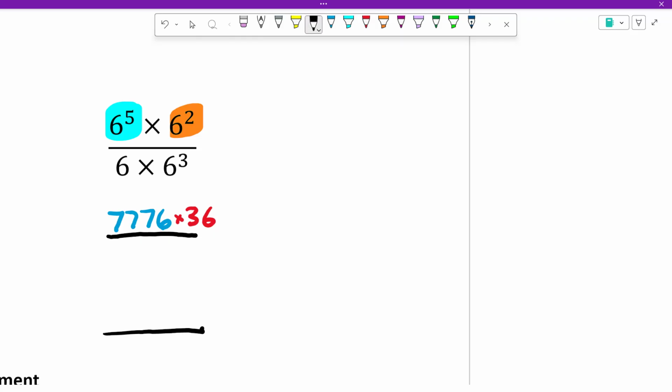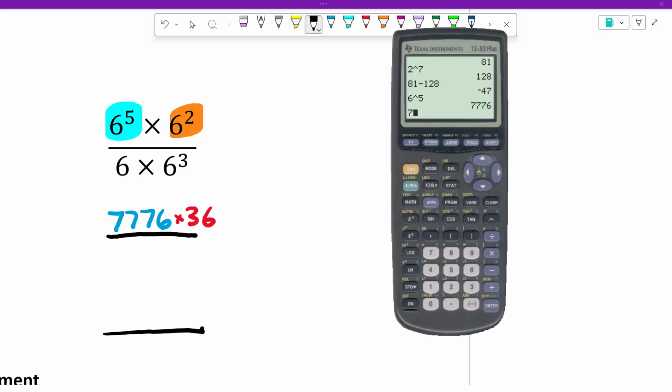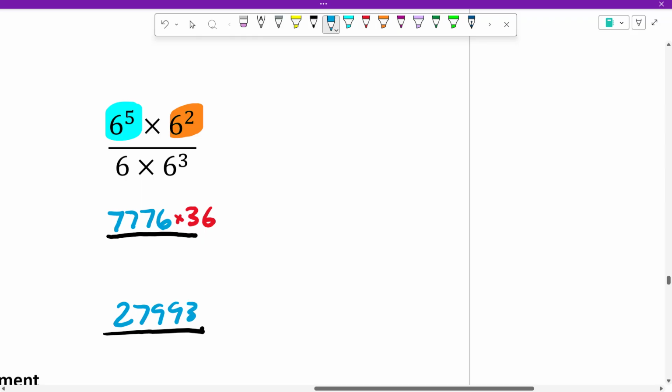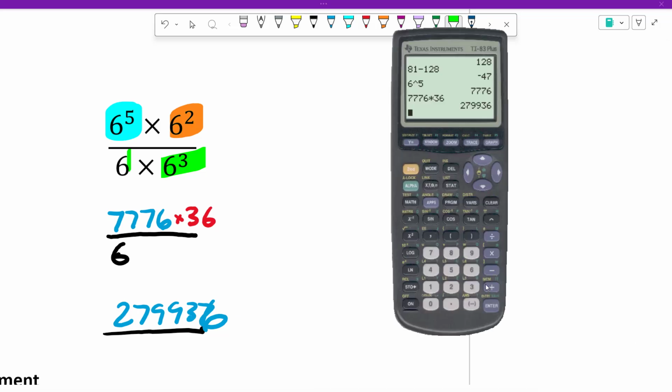All right. So on the top, if I multiply those 2 numbers together, 7776 times 36, we get this number, 279,936. On the bottom, we have a 6 here. That stays a 6. And we have a 6 cubed. So we go 6 cubed on a calculator. This is a bit hard. It is, isn't it? We're going to do it an easier way in a moment.